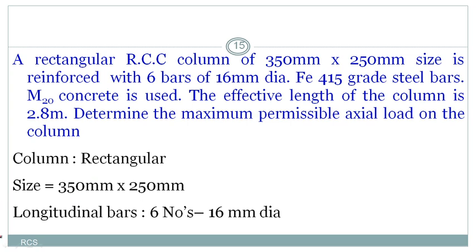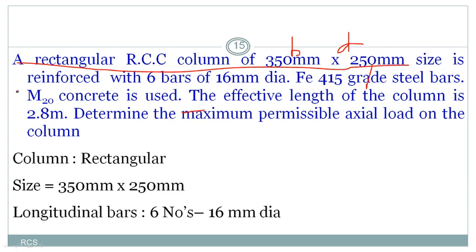So let us start calculating the load carrying capacity, which indirectly means the strength of the column, by solving some problems. Here the problem is like this: a rectangular RCC column of size 350 mm by 250 mm. Here don't confuse, we have to follow the B into D notation. So this is B and this is D for this column, right?